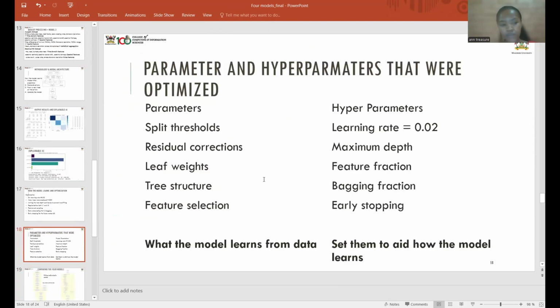So the parameters that we optimized, we had the split thresholds, how the leaves are split. Remember, it's a light gradient boost model, so the model is split leafwise. There are leaf weights, how the trees are formed, and the feature selection. Which features are we choosing to split? And then here we have the hyperparameters. That is the learning rate. We had the maximum depth, feature fraction, and the bagging fraction, which we chose. What percentage of data will be in each tree, and then we set them in order to aid how the model learns.